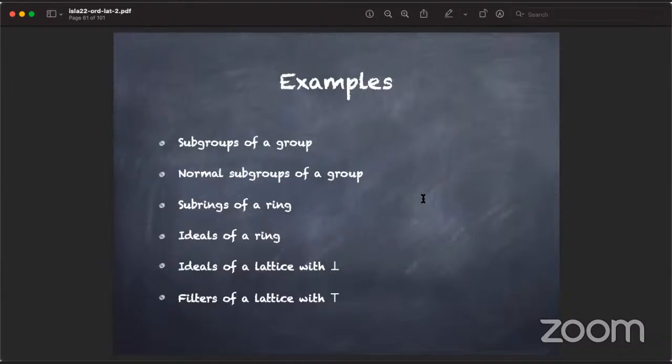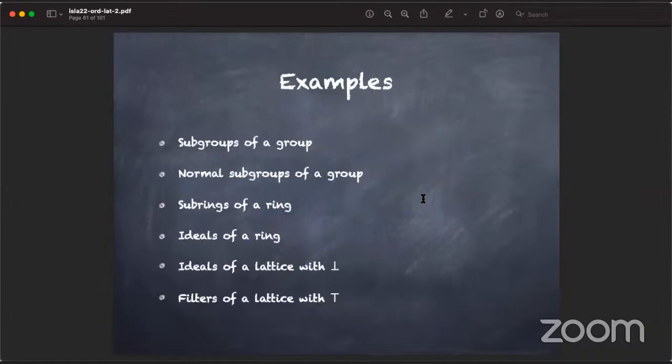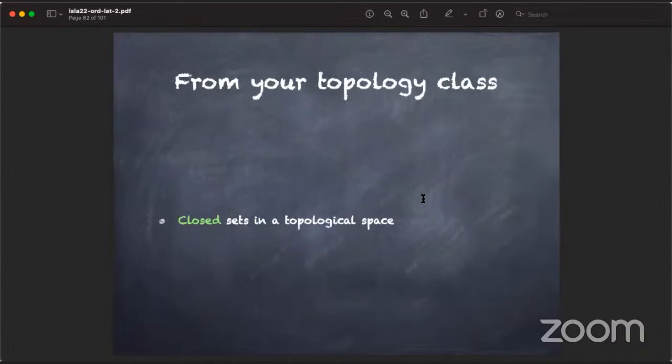Okay. What I will now do is go back to your topology class and try to see which concepts that you learned in your topology class do form complete lattices. So natural things to consider, because we are considering collections of subsets, are closed sets and open sets. So let us consider closed sets in a topological space.